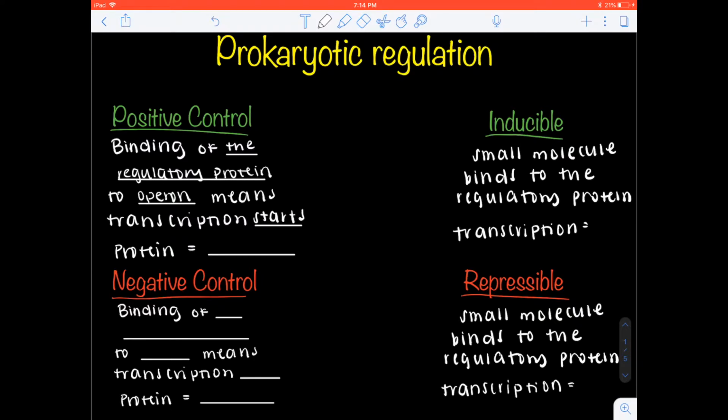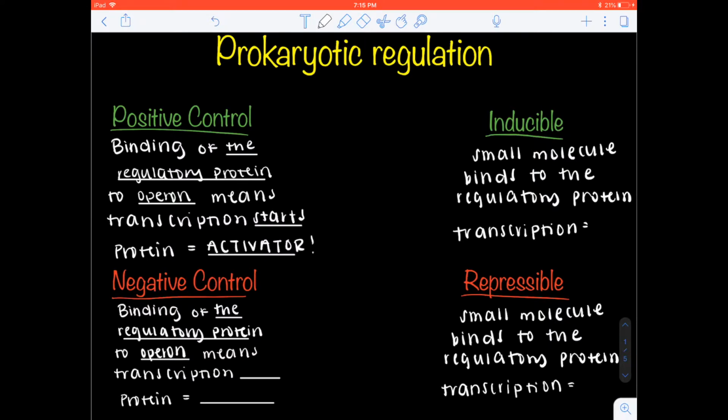A negative control mechanism occurs when the binding of the regulatory protein to the operator stops transcription. This means that the regulatory protein is known as a repressor. Effectors are molecules used by the cell to know when an operon should be transcribed.